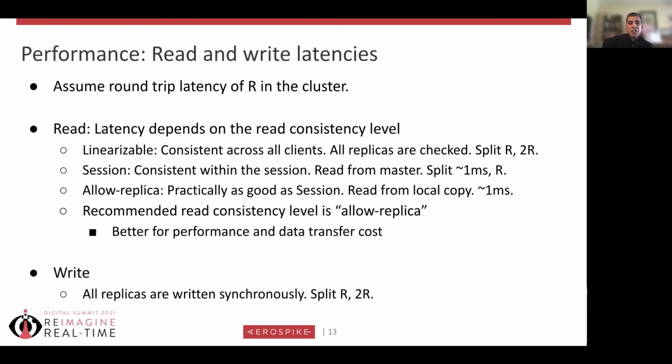The third level of read consistency is allow replica, practically as good as session. However, the reads happen from the local copy, which means your performance is much faster, about a millisecond range. The recommendation, especially for geographically separated clusters, is to follow allow replica consistency. It is much better for performance, and especially in a public cloud environment, where you get charged for egress from the cloud, this works out much better cost-wise as well.